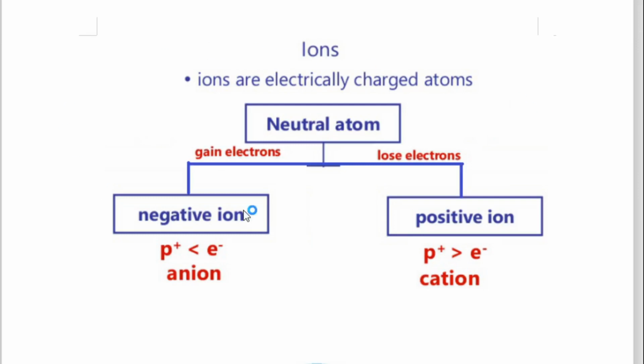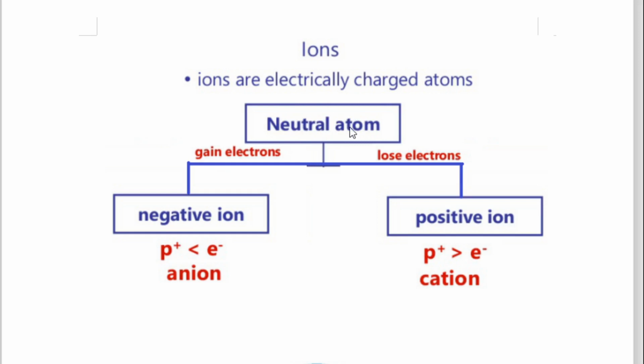Now here it is explained again in simple language. What do you mean by ions? Ions are electrically charged atoms. This is very important. So first of all, before converting the atom into an ion, what is an atom?